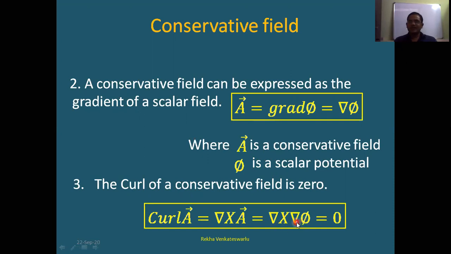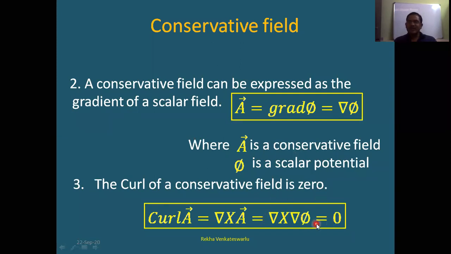Then del bar cross del phi equal to, simply you can solve this one by taking the determinant method: i, j, k; dou by dou x, dou by dou y, dou by dou z; dou phi by dou x, dou phi by dou y, dou phi by dou z. So on simplification you will get del bar cross del phi equal to 0. So what I am saying is curl of grad phi equal to 0, sir.